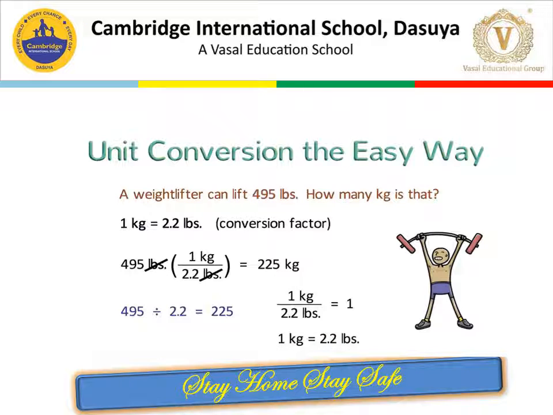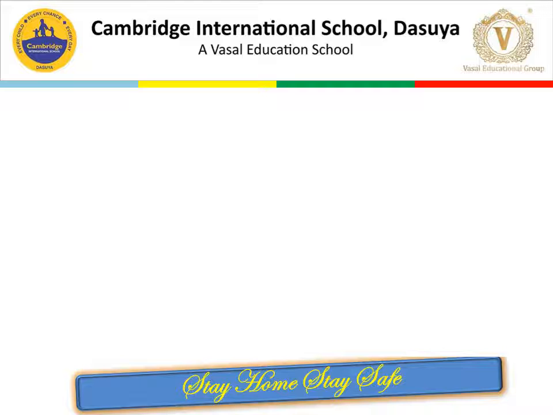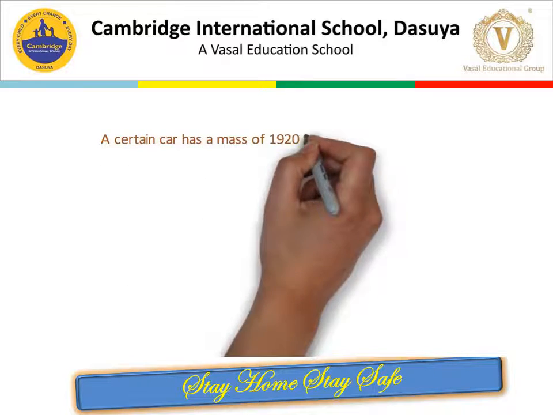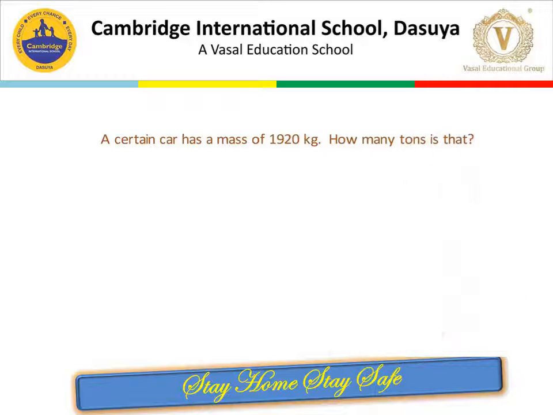In fact, any time we do unit conversion, we are simply multiplying our initial quantity by a conversion factor fraction that equals 1. Okay, now that we are experts at this technique, let's try a slightly harder problem. A certain car has a mass of 1,920 kilograms. How many tons is that?